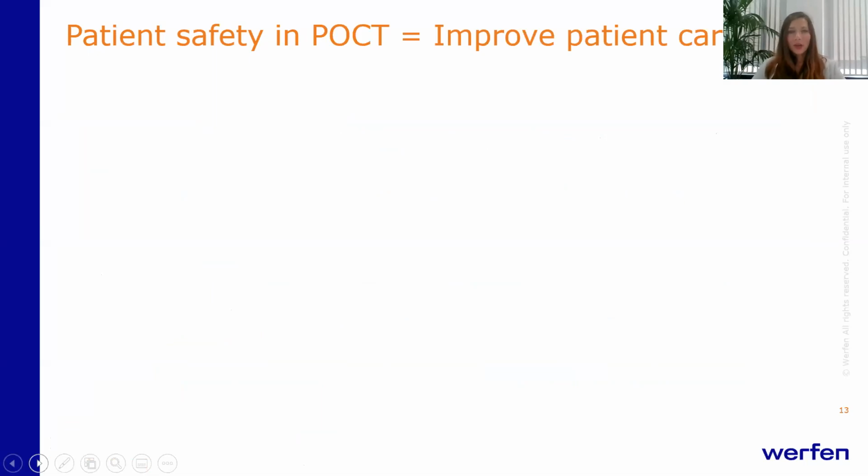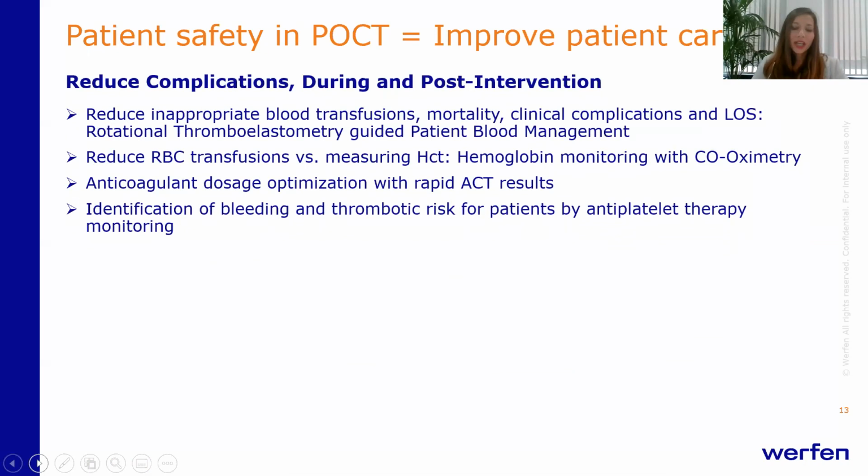So we have to talk about patient safety at the point of care as improved patient care. And to reduce the avoidable harms means reducing the complications at the end. And we can do this by reducing, for example, the inappropriate blood transfusions and the clinical complications that go together with them, for example, with the use of rotational thromboelastometry guided patient blood management. Or we can reduce the red blood cell transfusion using hemoglobin monitoring with co-oximetry. Or we can use anticoagulant dosage optimization through the ACT results.